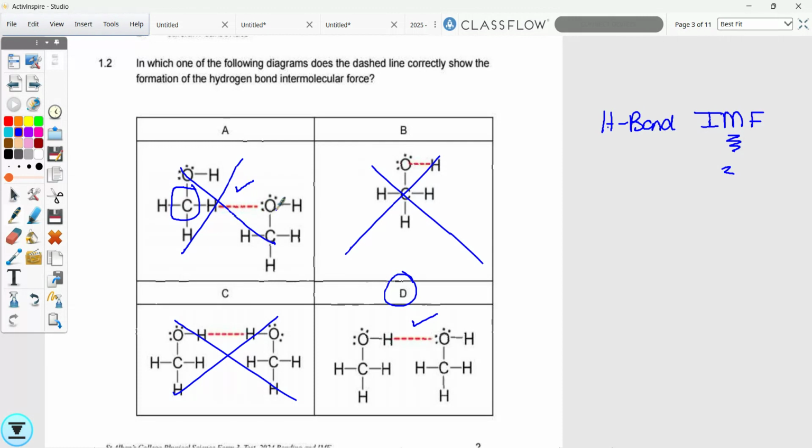Okay, everyone clear on this one? So if it's hydrogen bonding, it's between the hydrogen of one molecule that is bonded to an N, O or F and the N, O or F lone pair of another molecule.